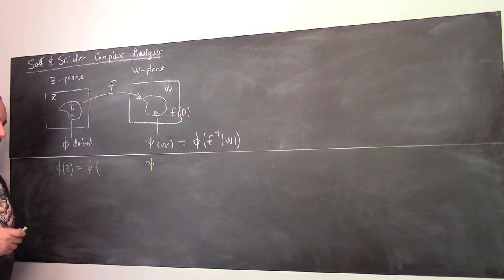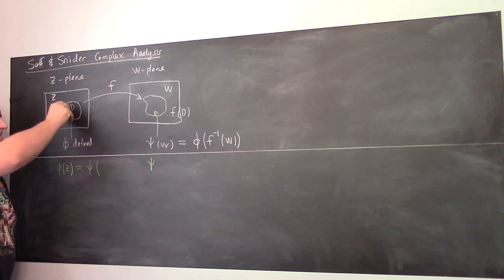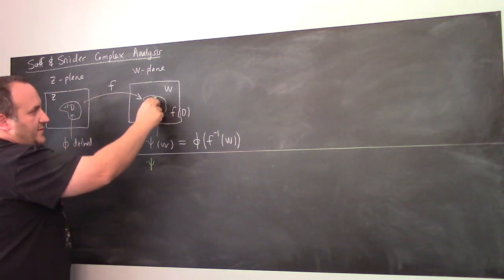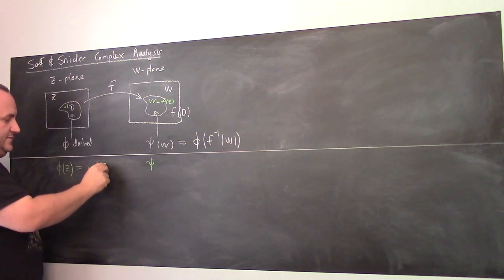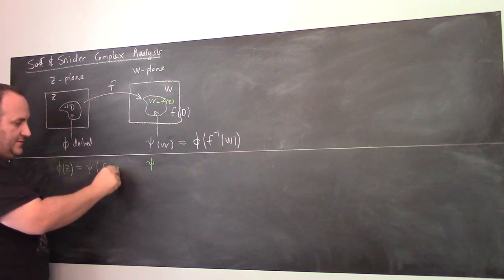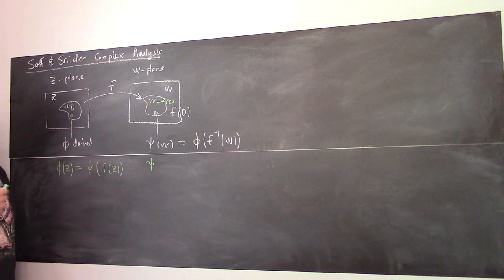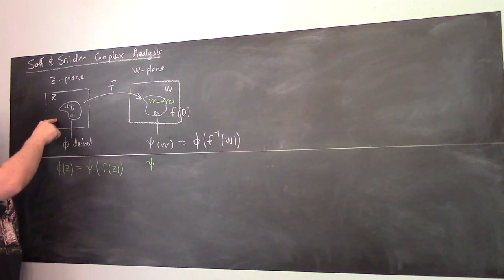Phi of z would equal, you go to that map and then you come back. So z goes up right here to here. w equals F of z, right? And so it'd be F inverse of, no, there's just F of z. F of z, yeah. So it's a little bit counterintuitive, but yeah, if you want to avoid talking about the inverse function, you should think about it this way: I have a function right here, then I can get a function back here by this composition.